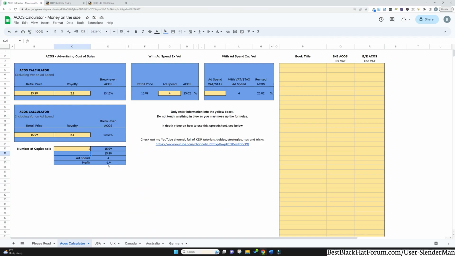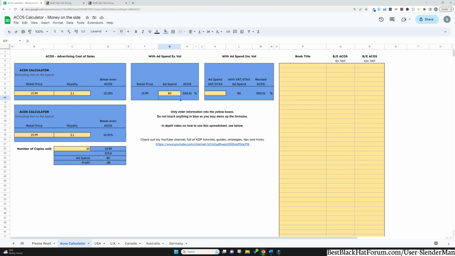What happens if this was over a period of 1 month and we secured 20 orders and managed to keep our ACOS at 25%? I will put the number of copies sold as 20 in this box, and then I will also times $4 by 20, which will give us 80. That would give us the same ACOS of 25%. Ignore the ACOS for this example. The formulas here are based for one order, not multiple.